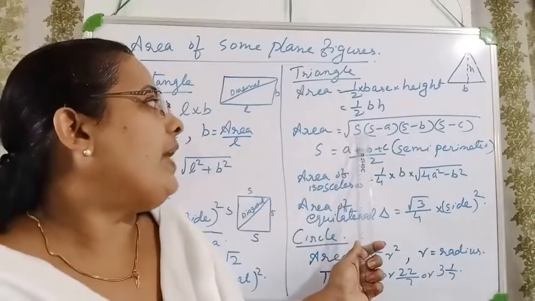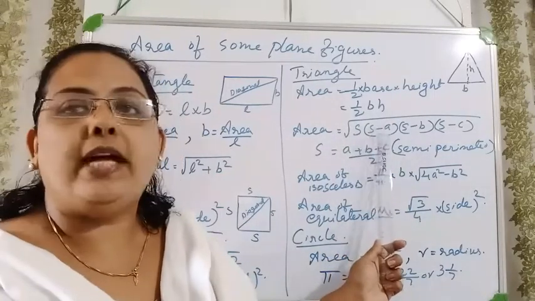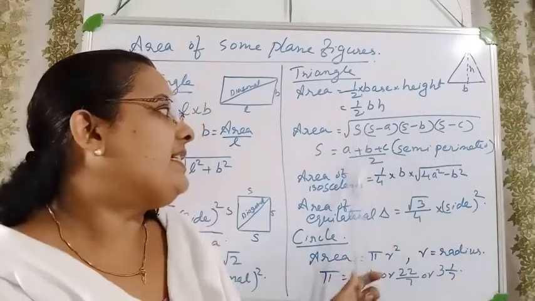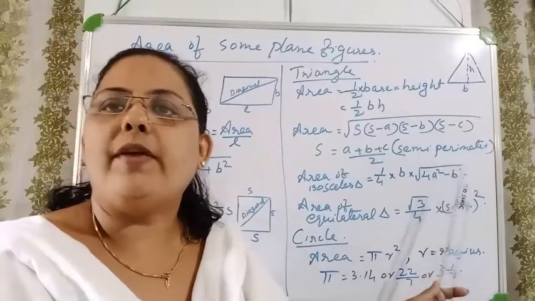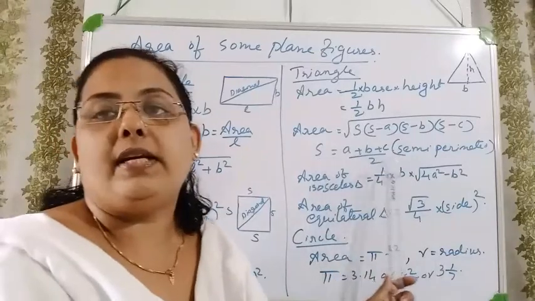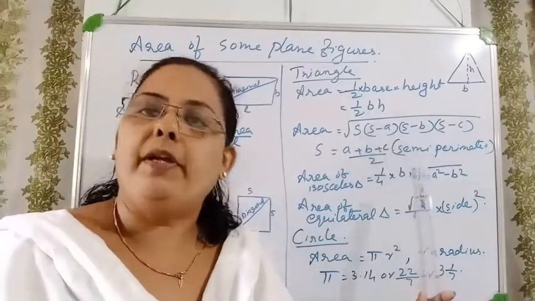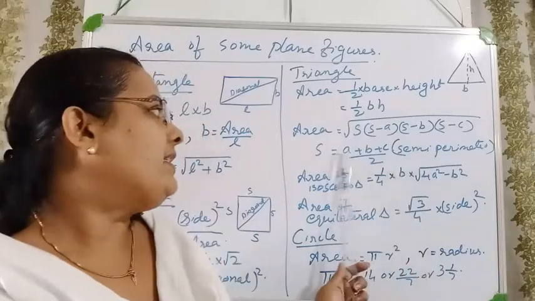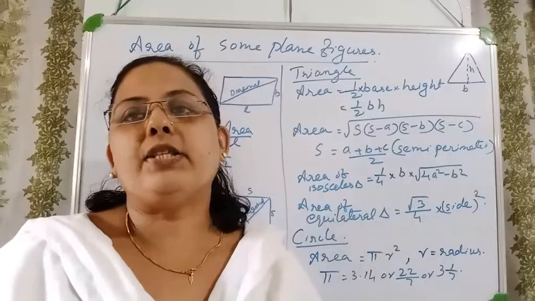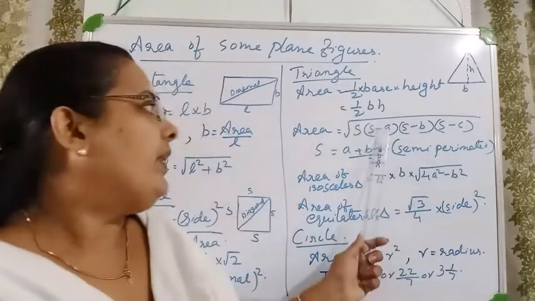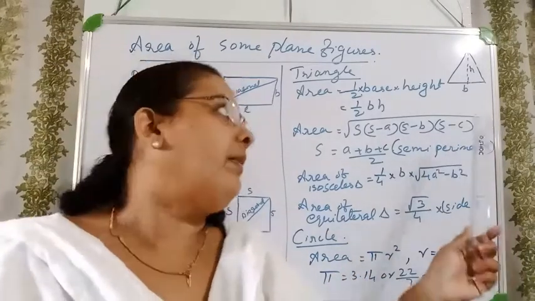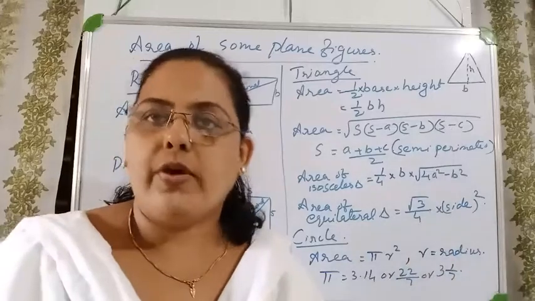That is equal to square root of S into S minus A into S minus B into S minus C. Here S is the semi-perimeter. Perimeter we know, when we add all the three sides, you will get the perimeter. Here S is calculated as a semi-perimeter, that is half of the perimeter of the triangle. So S is equal to A plus B plus C by 2, where A, B and C are the sides of the triangle. Now here S minus A, S minus B and S minus C, you can calculate it and multiply all these things together and find the square root of it.